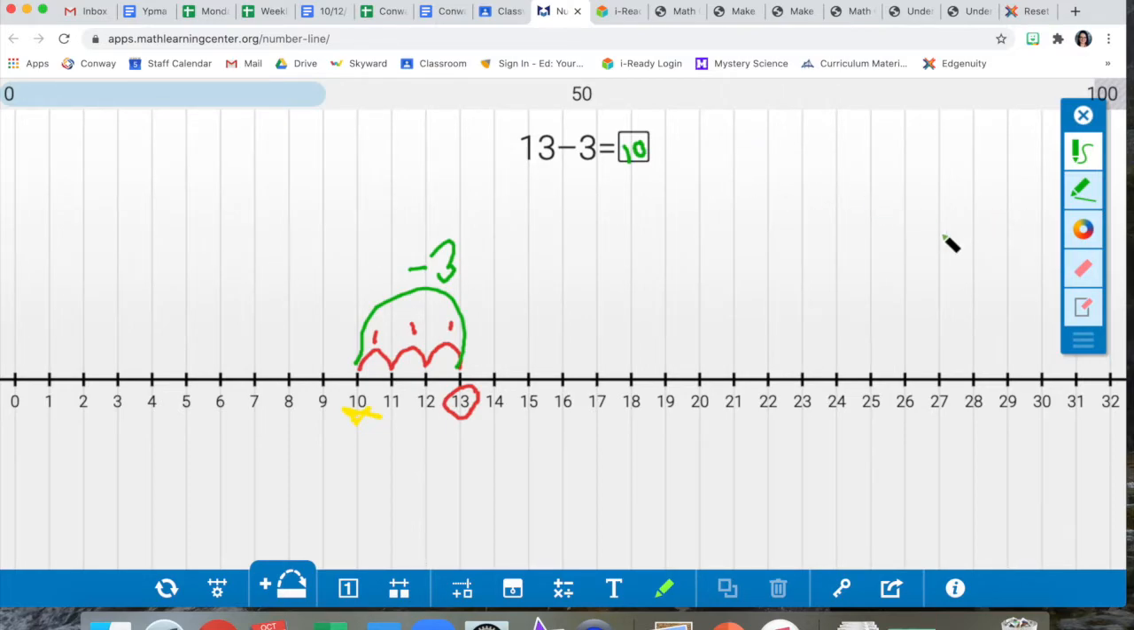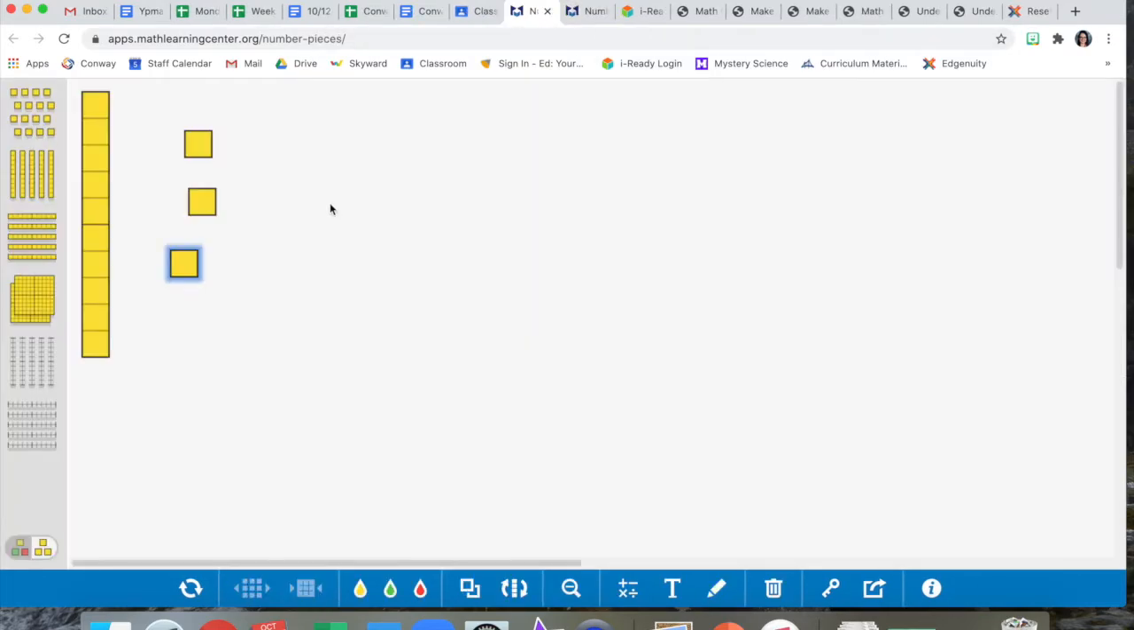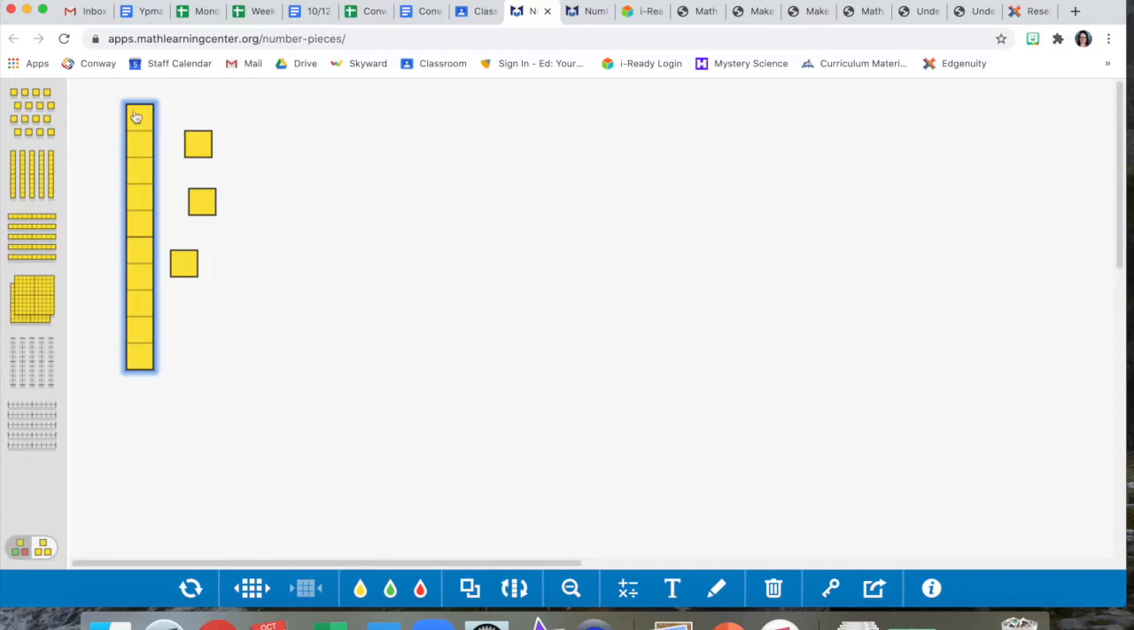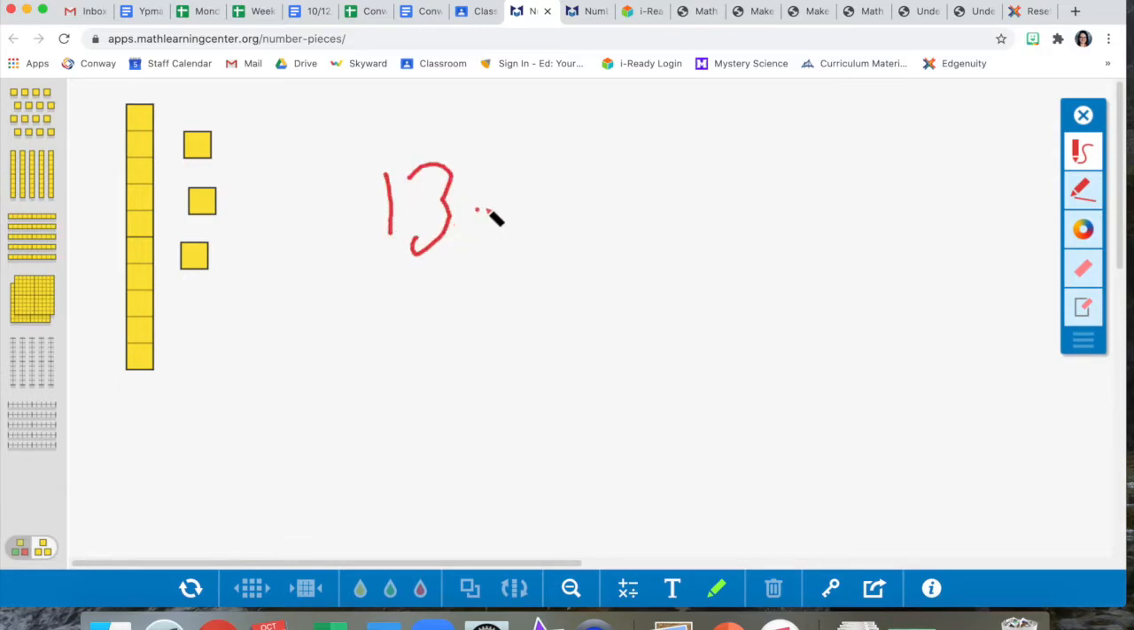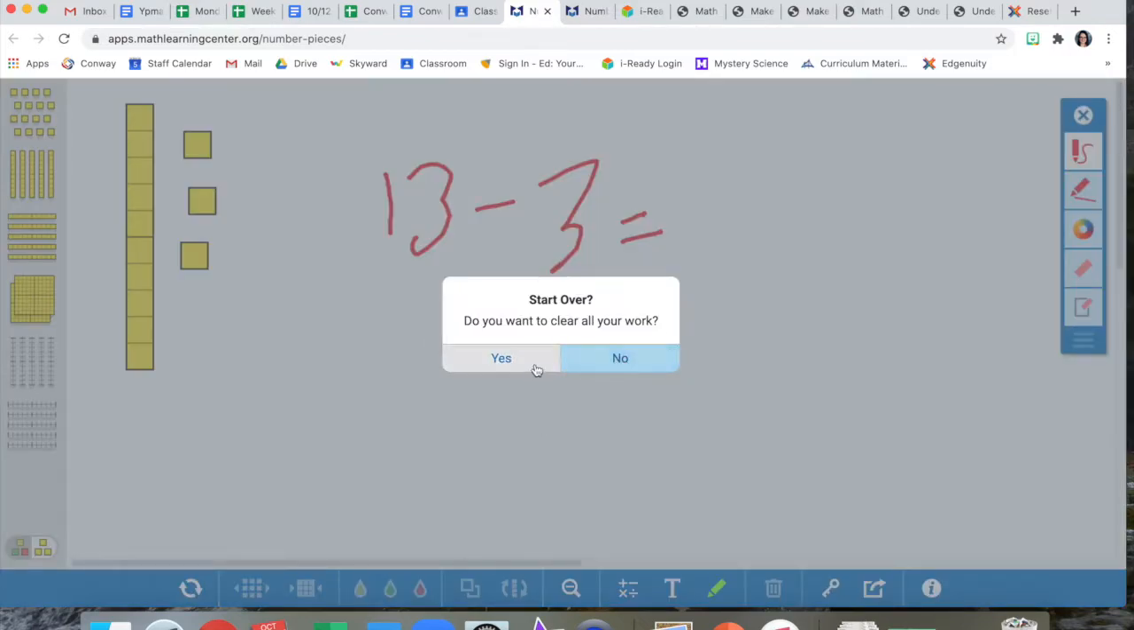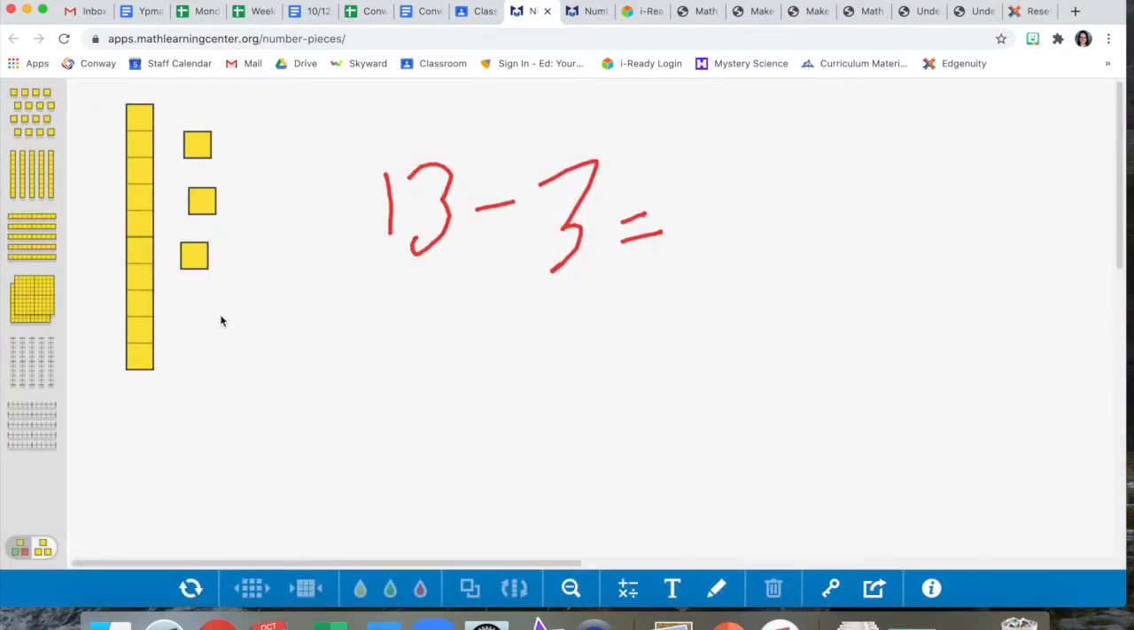That's a little easier to see with tens and ones blocks. Here's 13 drawn with those tens and ones blocks. Remember, the long piece is a 10, and these are all ones. So here you can see I have 13, 10, 11, 12, 13. If we did 13 minus 3, just like before, using these tools, we can quickly see that if I delete these 3, all that's left is my 10.